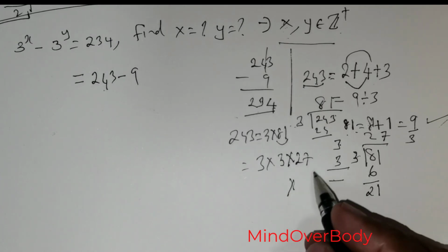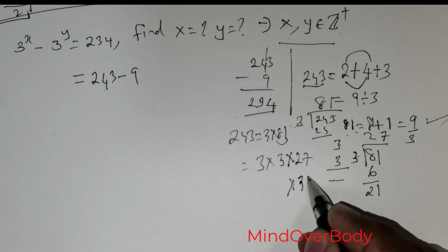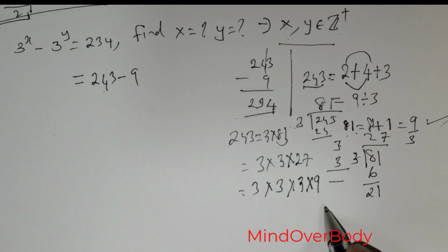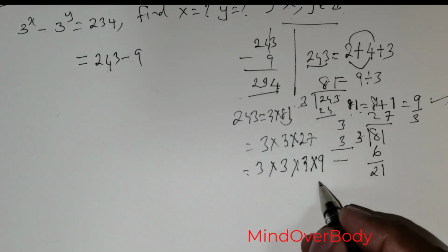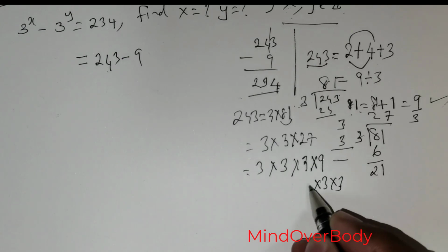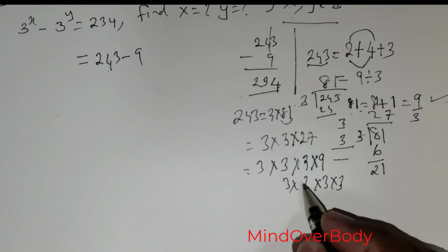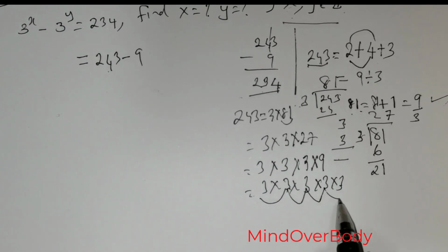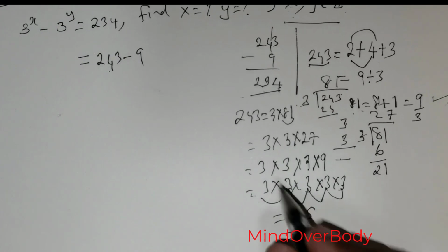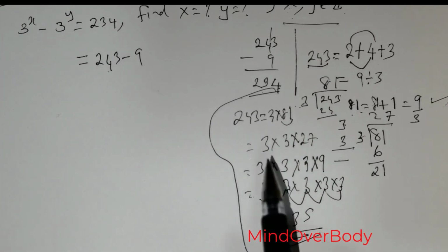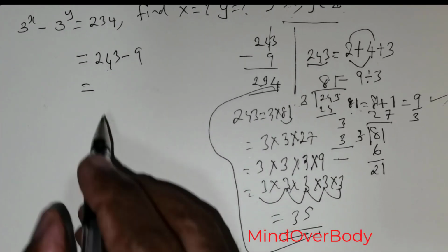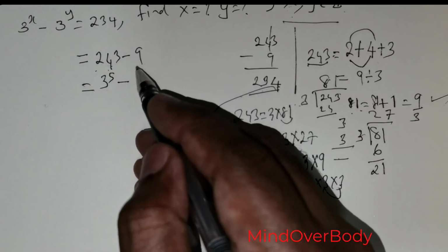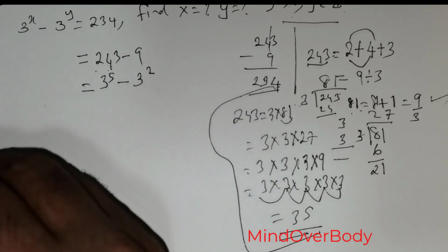Now what is this 27? 9 times 3 is 27. So I'm going to write it like this: 3 times 9, I already have a 3 here. Now what can I do with this 9? I can rewrite 9 as 3 times 3. So I have a 3 here, a 3 here, and a 3 here. What is this? 1, 2, 3, 4, 5. So this is nothing but 3 to the power 5. Why did I do all these things? Just to be in a position to write 243 as 3 raised to the power of 5. And 9 is actually 3 squared.